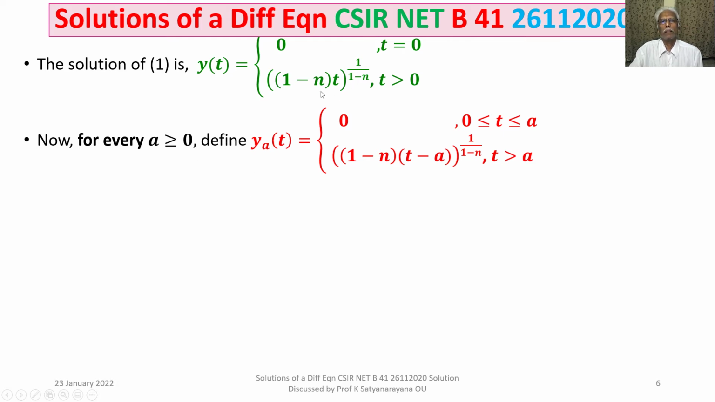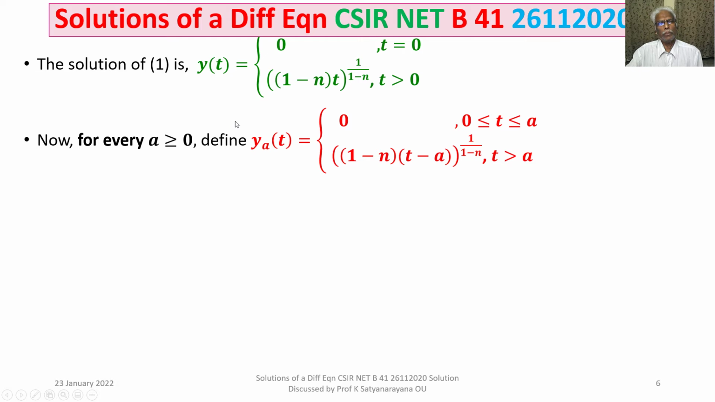Observe that this second portion, this is 1 minus n into t minus a whole power 1 by 1 minus n when t greater than a, is same as this, except that instead of t greater than 0, it is t greater than a, and 0 when t is equal to 0 in the given solution, but in this function which we are now constructing it is 0 for t between 0 and a, with t less than or equal to a.